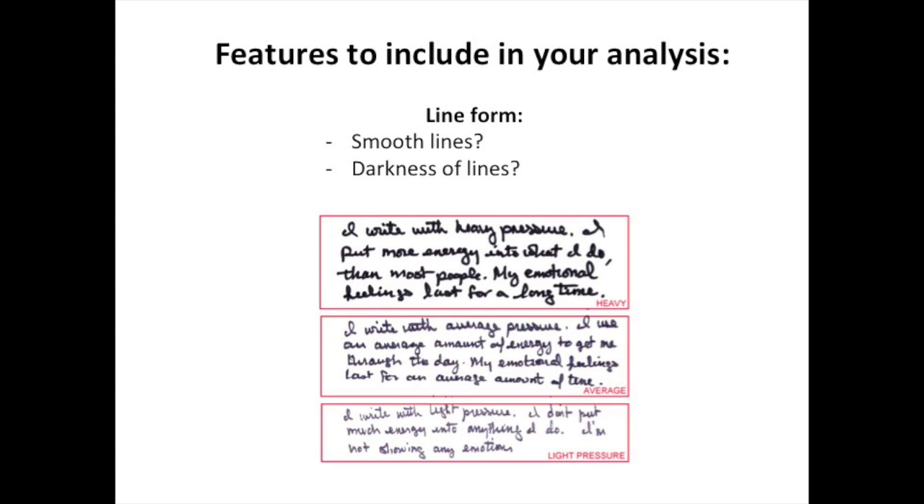The next feature to focus on is line form. How smooth are their lines? How dark are the lines? These features can speak to the amount of pressure a person applies when writing and also indicate the speed at which the person was writing in that instance. The example on the screen shows how heavy, medium, and light pressure can change the appearance of writing.